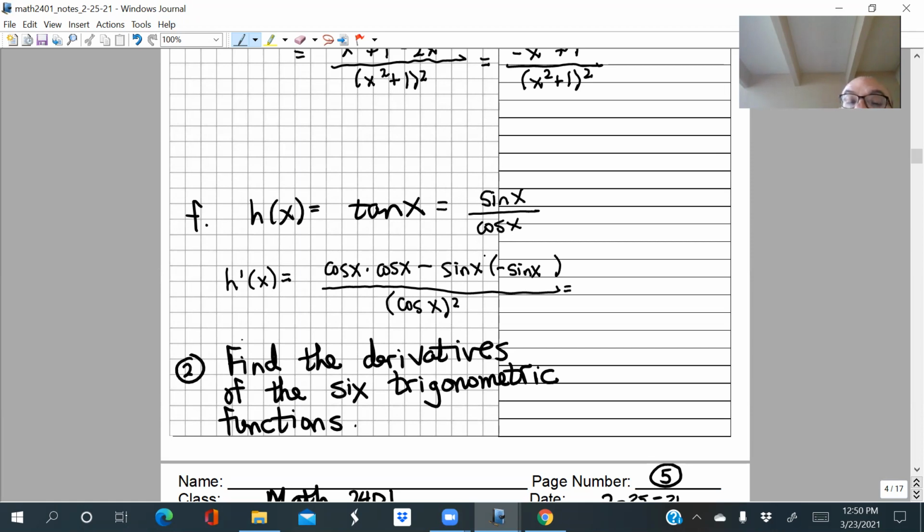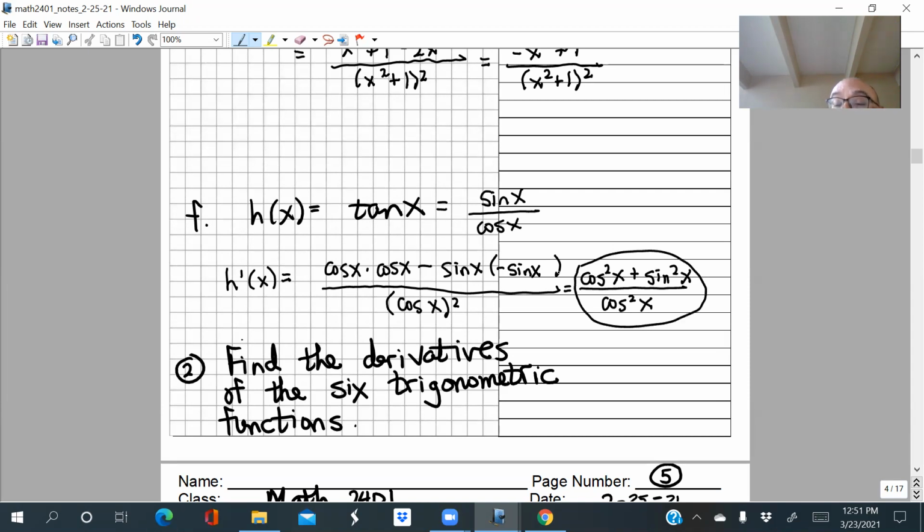Now let's simplify this. Cosine times cosine is cosine squared. I'm going to put the square in the normal place that we do for trig functions. So we have cosine squared of x, and then minus sine times minus sine, so that's plus sine squared of x, over cosine of x squared. Normally you would write the square above the cosine. That's just traditional for trig functions, where you put the exponent. So that is the derivative of the tangent.